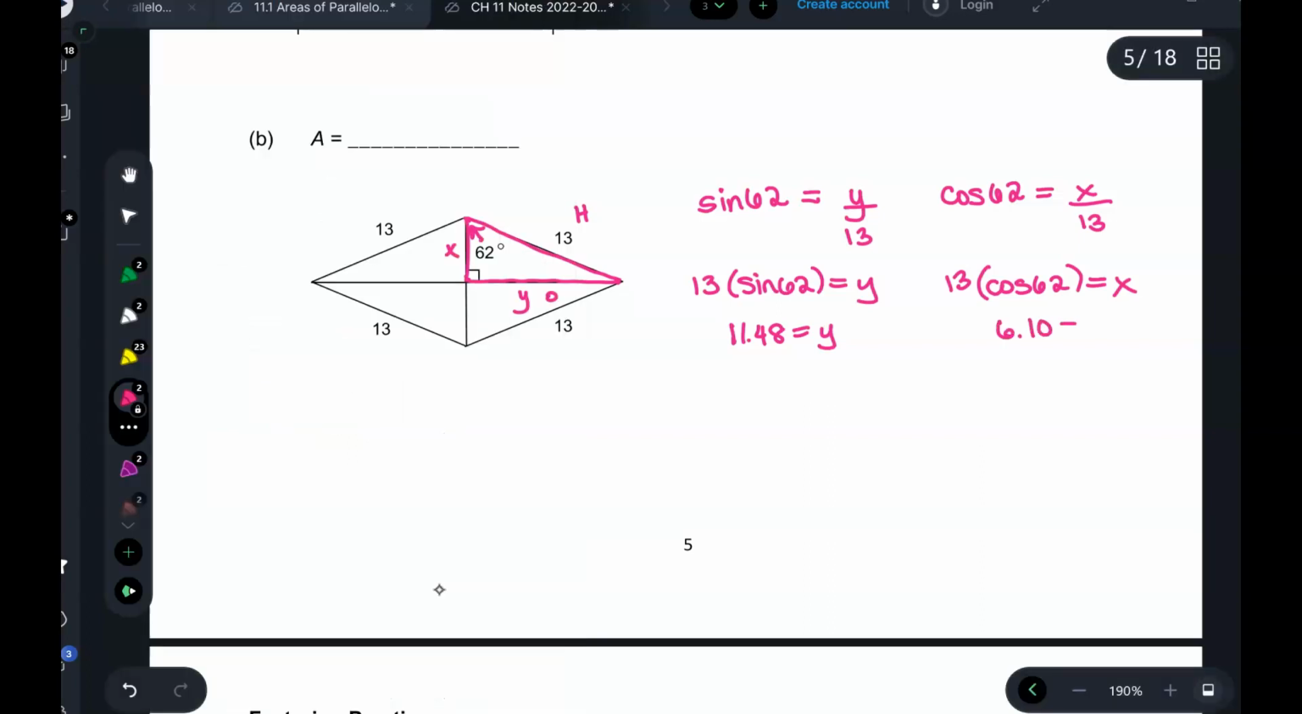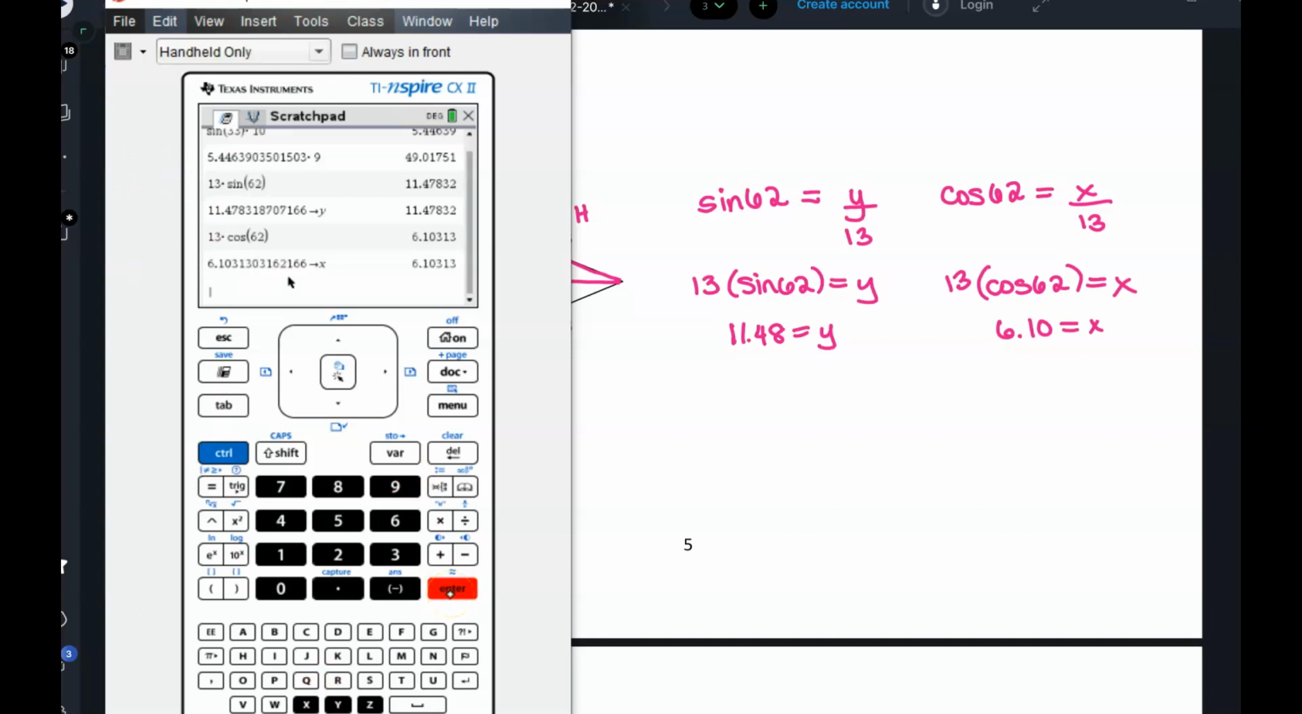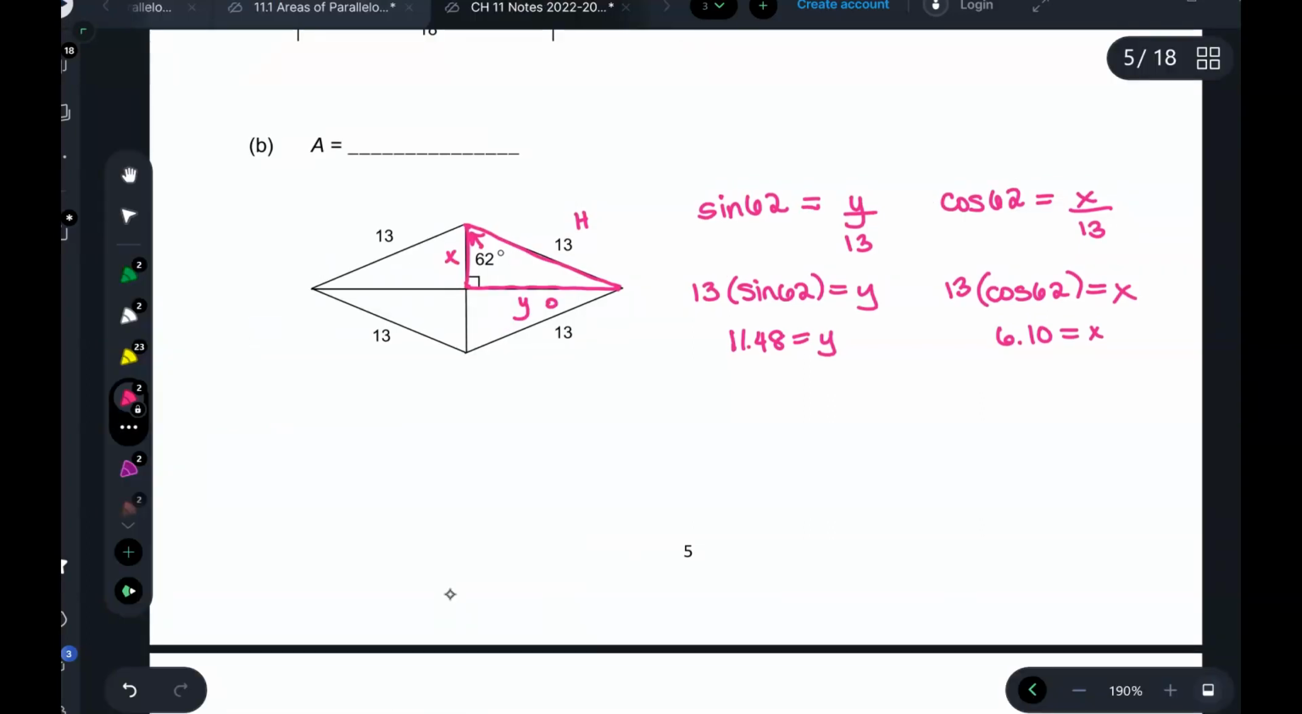6.10, but I want to be as precise as possible. So I'm going to store this one as X. Now X and Y are these values, exactly those values. So now when you have to do something with X and Y, you can just add X and Y.